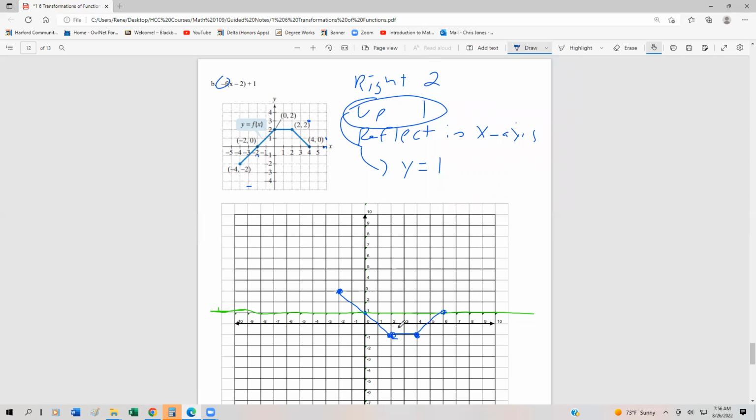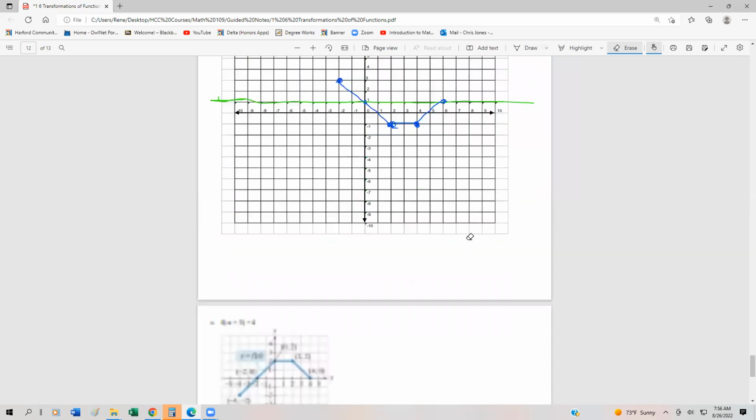Okay, and hopefully you can see that it retains the original shape because it's a non-rigid transformation. Okay, or excuse me, it's a rigid transformation because it keeps the shape. We've just flipped it over. Okay, so remember, flipping it over means that you're reflecting it in the x-axis. Okay, all right, let's see one more example of this.